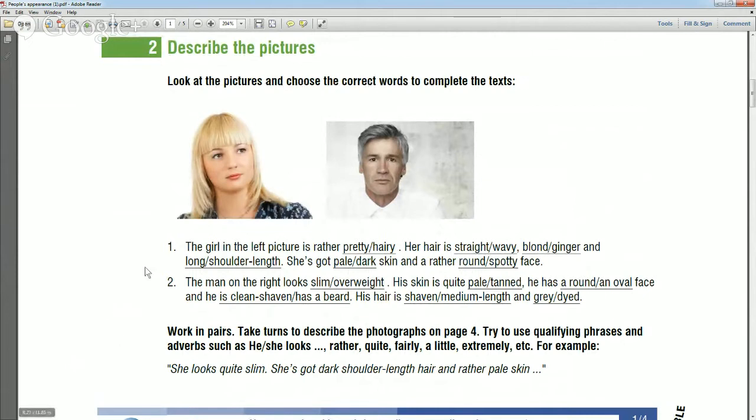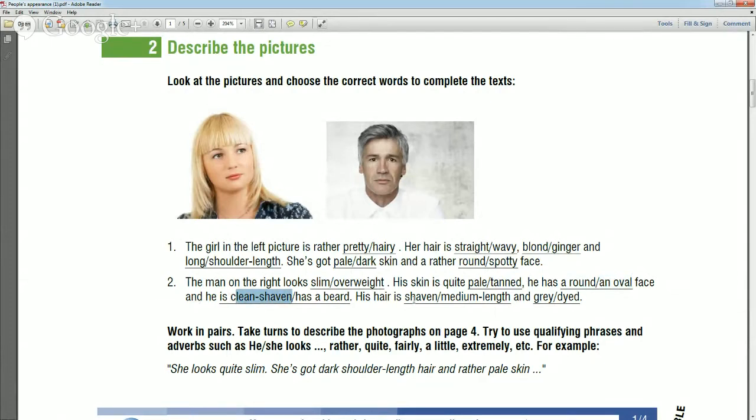The girl in the left picture is rather pretty. Her hair is straight, blonde, and shoulder length. She's got pale skin and a rather round face. Now, the man on the right looks slim. His skin is quite tanned. He has an oval face, I think, an oval face. And he is clean shaven.